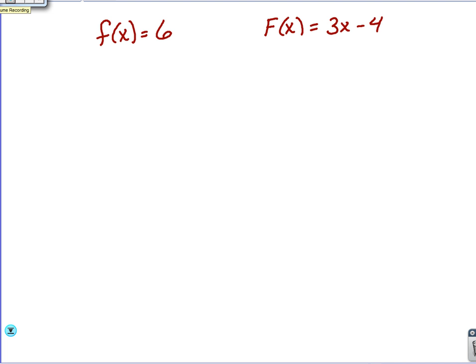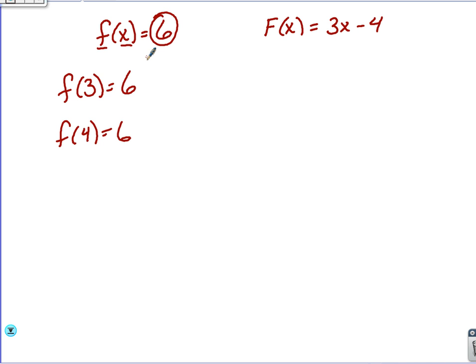Okay, let's look at a couple more examples. First example says f of x equals 6. And notice it's not equal to 6x or anything like that. Just f of x equals plain old 6. So really, there's nowhere to plug anything in. So if I ask you to find, let's just say, f of 3, there's nothing to plug in here. F of 3 is equal to 6. F of 4 is equal to 6. F of anything is equal to 6.